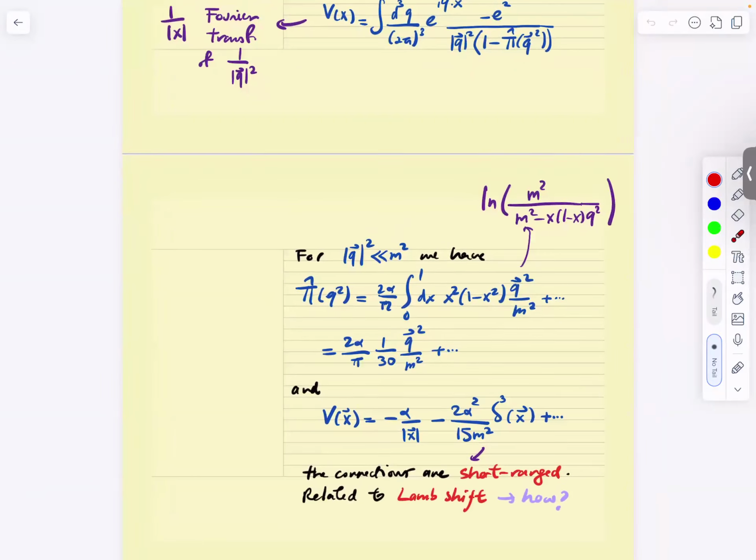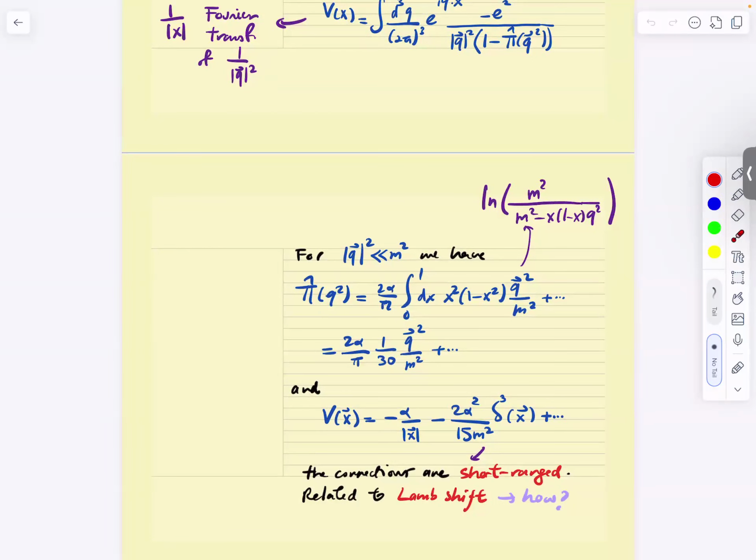So you find that the potential is changed by this extra term. This extra term, by the way, is related to Lamb shift. I leave it to you guys to figure out why it's related to Lamb shift. Can you tell why it's related to Lamb shift? What was Lamb shift? Do you remember?